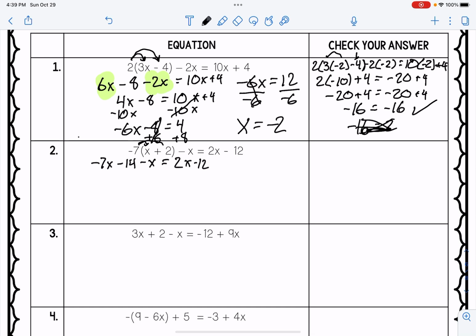2x minus 12. Combine like terms. Negative 7x's minus an x over here. Negative 7x minus x will end us up with negative 8x minus 14 equals 2x minus 12. Gather variables. I like to bring all mine to the left, so minus 2x, minus 2x. So negative 10x minus 14 equals negative 12.